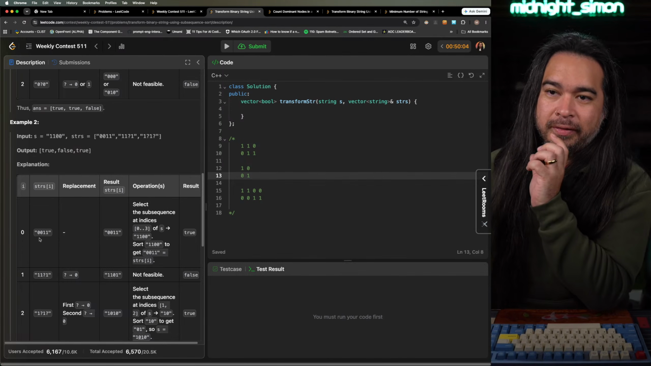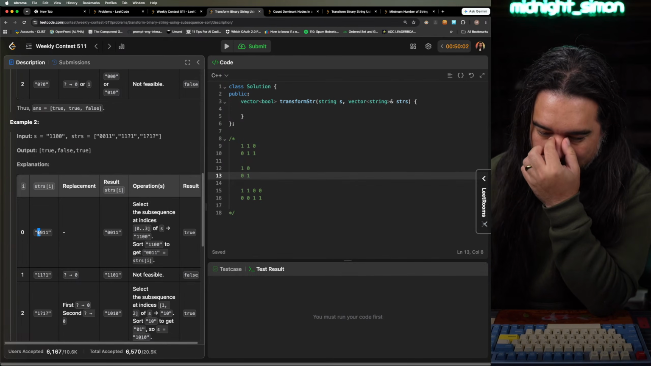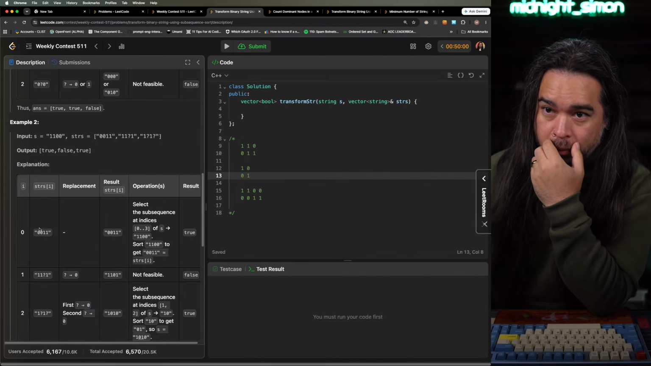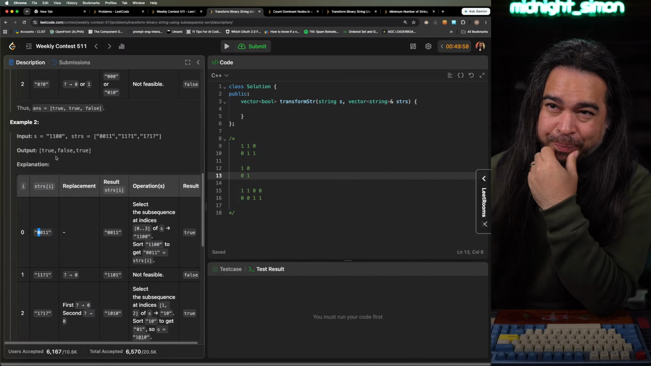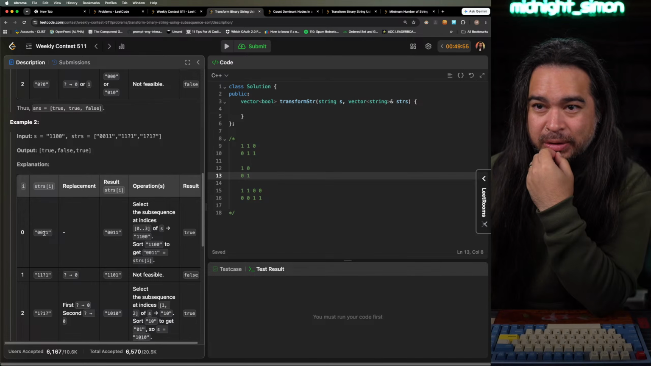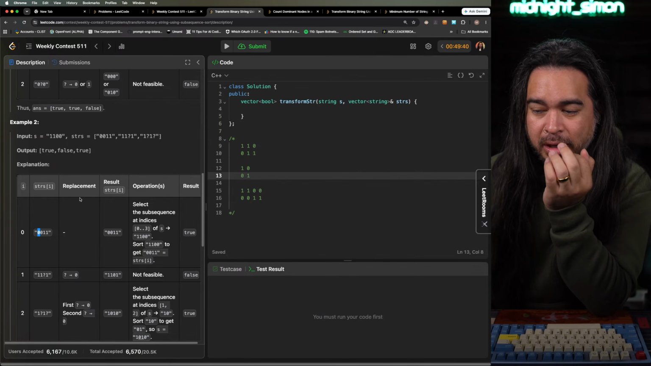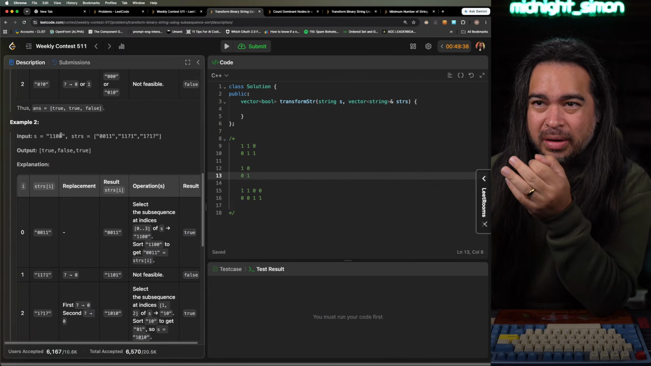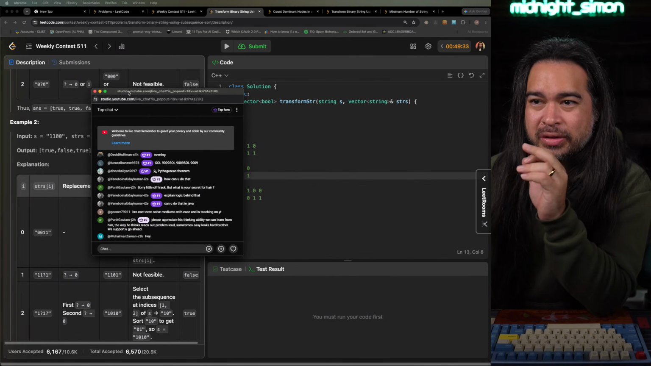Alright, so if I'm iterating over this string, I'm trying to check 0, 0, 1, 1. And I see a 0. Maybe I count how many zeros to the right of an index, and then I can like figure out if I can swap them or not.